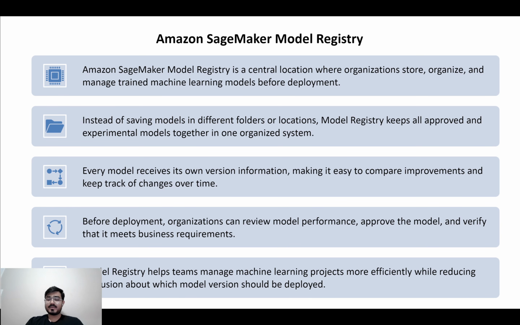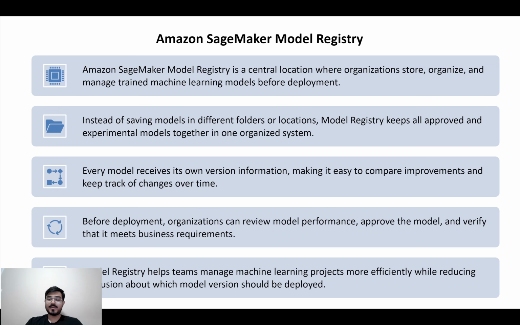So now that we understand how SageMaker Pipeline automates the machine learning workflow, let's look at another AWS service that helps manage trained models. The service is called Amazon SageMaker Model Registry. To understand why Model Registry is important, imagine you are working on a school project with your classmate. Every week, someone saves a new version of the project. After a few weeks, you have files named Project Final New, Project Final Latest, and Project Final Final. After some time, nobody knows which file is actually the correct one.